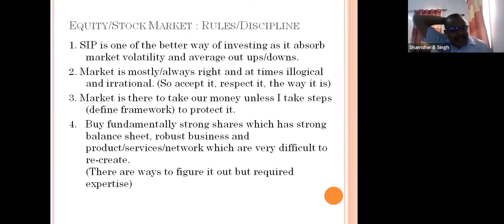Next point is, as we know, the market is there to take our money unless we define a framework for how to invest. One of the rules of the framework is, as I told, invest in SIP mode. When I say SIP mode, it means every month a fixed income, a fixed saving, needs to be deployed in the stock market. So this is one of the frameworks.